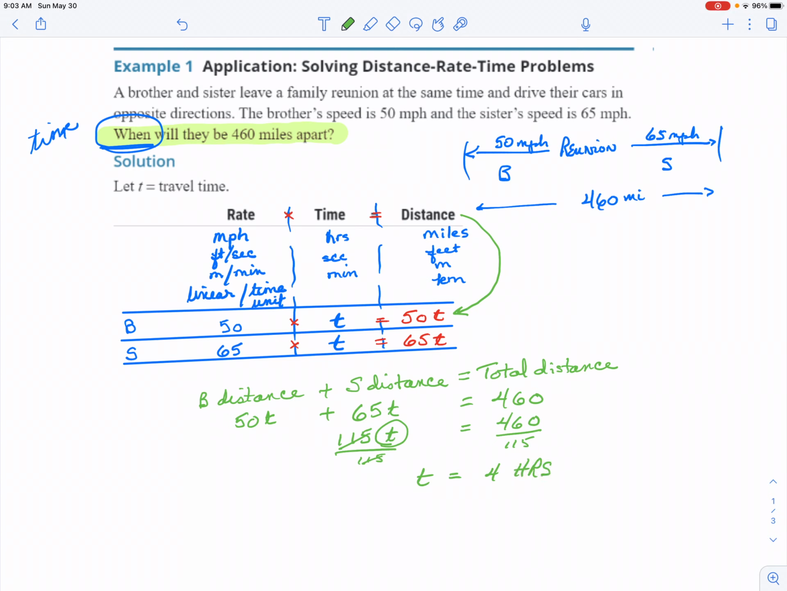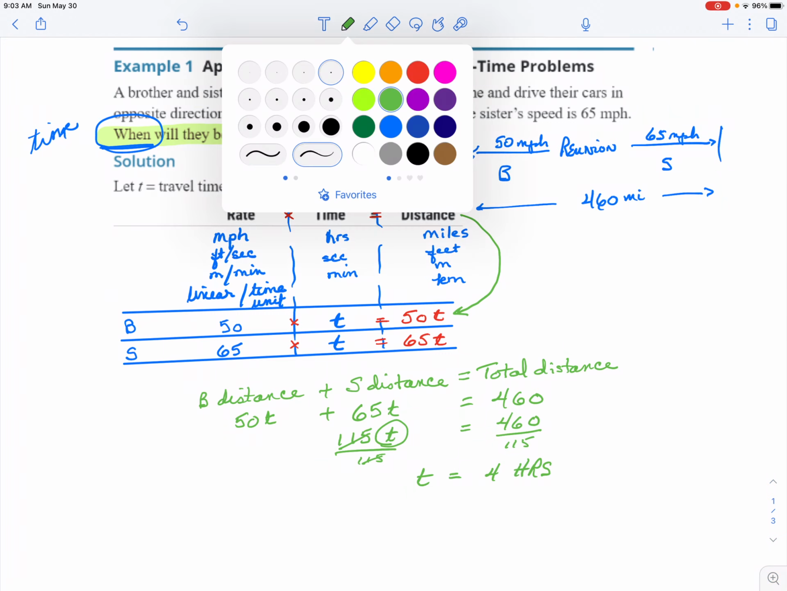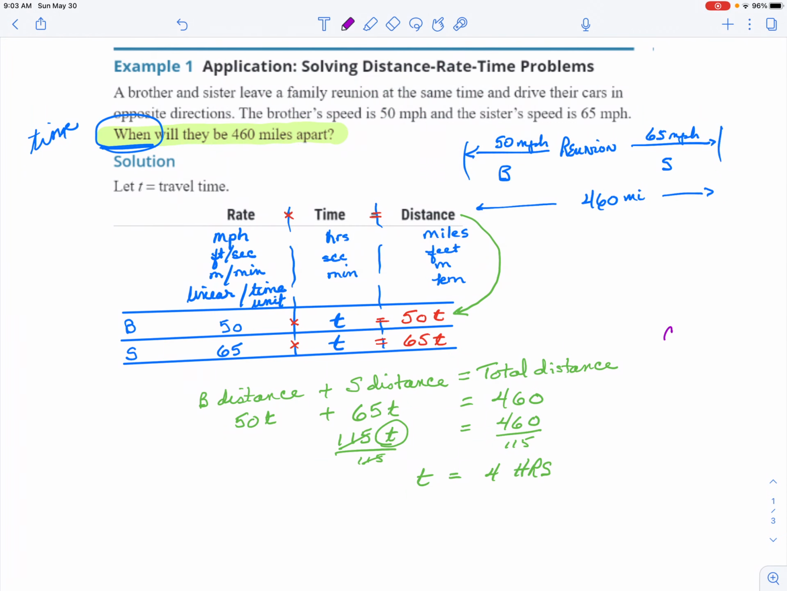All right, so that's my answer. That's when in 4 hours they will be 460 miles apart. Let me go back and do a quick little check here to see if it makes common sense. This looking back step to see if it makes sense is always important.